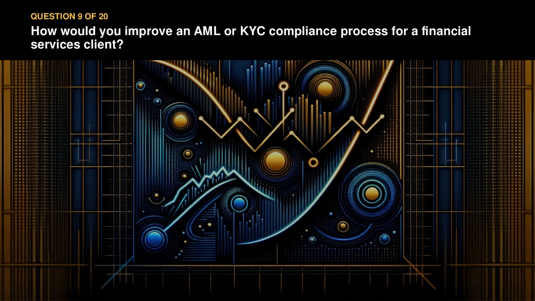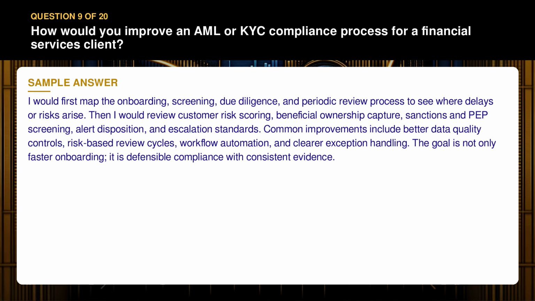Question 9. How would you improve an AML or KYC compliance process for a financial services client? I would first map the onboarding, screening, due diligence, and periodic review process to see where delays or risks arise. Then I would review customer risk scoring, beneficial ownership capture, sanctions and PEP screening, alert disposition, and escalation standards.